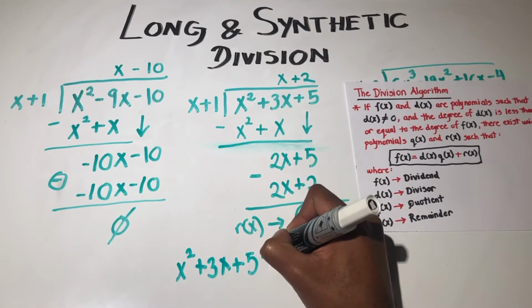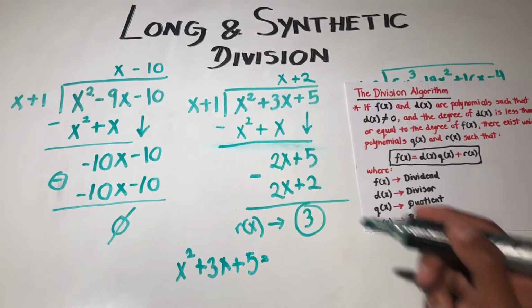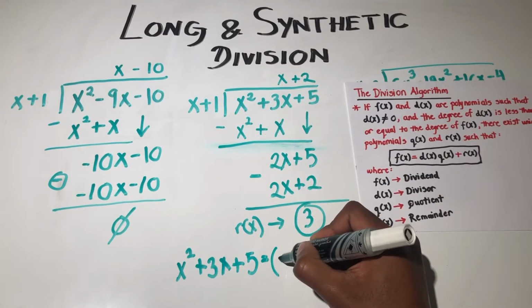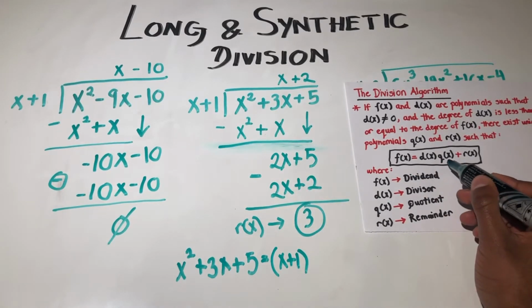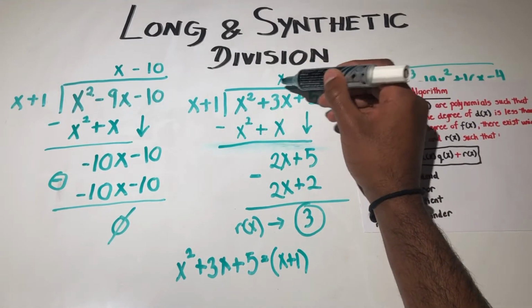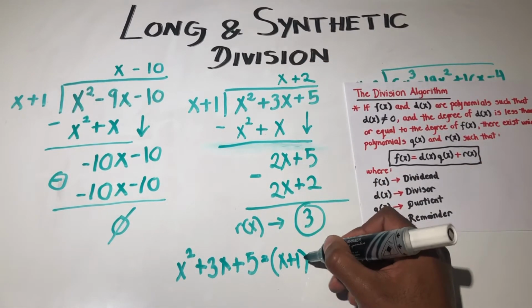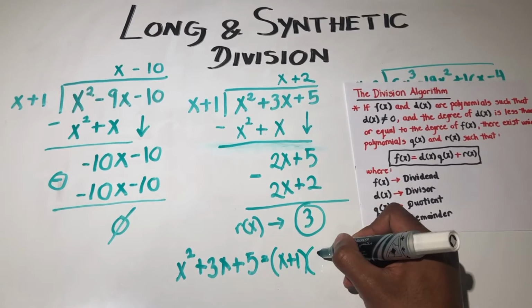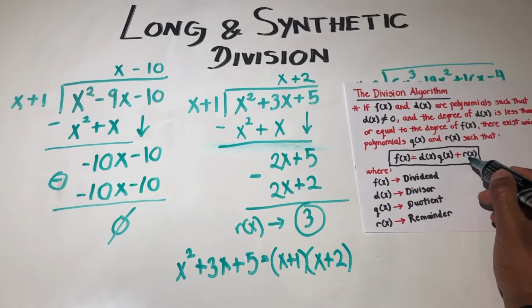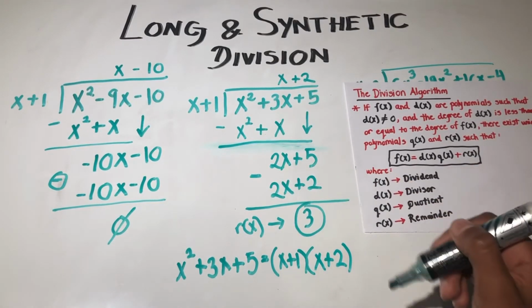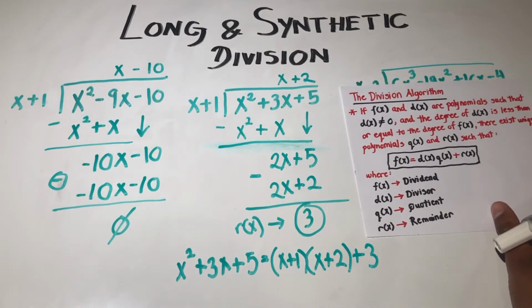Plus 5 is equal to the d of x, which is the divisor, and it's x plus 1. So x plus 1. Then you have q of x, which is the quotient, which is what you ended up with here on top of the division symbol. x plus 2, plus r of x, the remainder, which is what we ended up with here, which is 3. So the way to write it is like that.